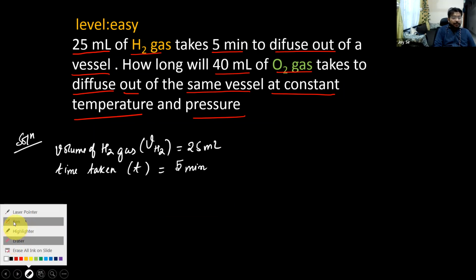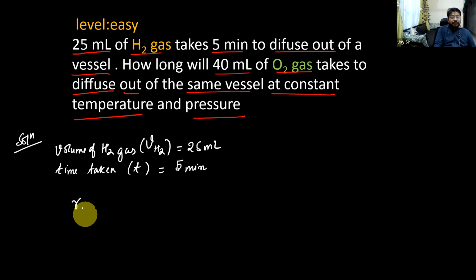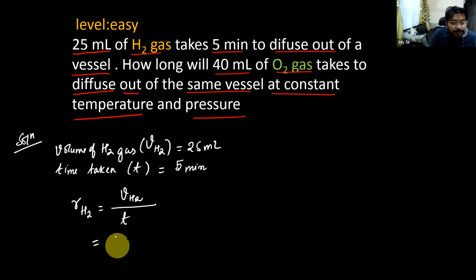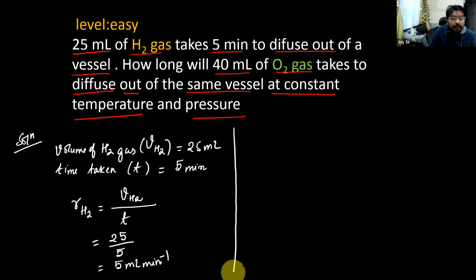ठीक है? तो rate of diffusion of hydrogen gas को कैसे निकाले? Rate of diffusion of hydrogen gas is equal to volume of hydrogen gas divided by time taken. ठीक है? How much volume is escaping divided by the time that is taken by the gas to escape. So keep on at 25 divided by 5. That will give you 5 ml per minute. Done.